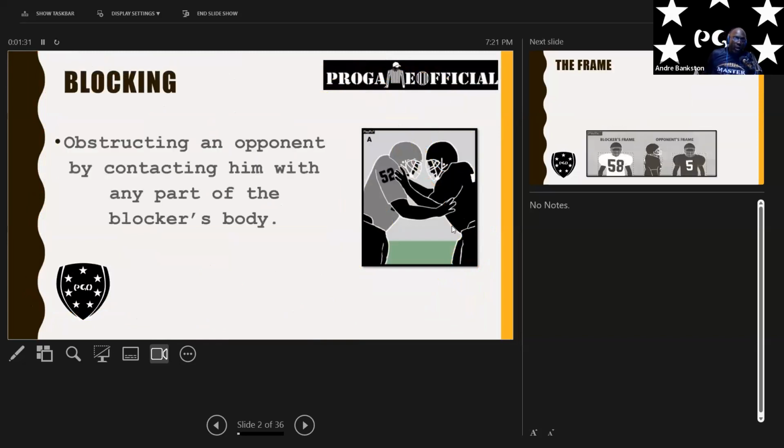In Rule 2, looking at the definition of blocking, it's just obstructing an opponent by contacting him or her at any part of the blocker's body. So it's basically standing in the way, getting between the opponent and the runner, and being a blocker. Obstructing the opponent is basically what all blocking is.